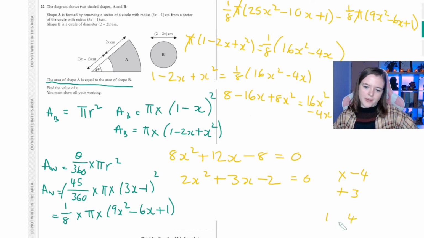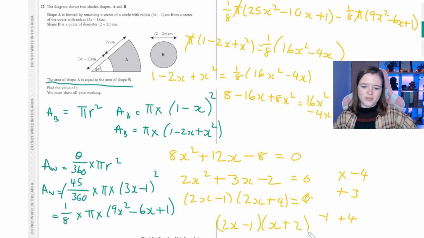And then I'm going to do plus 4 minus 1 to then get 2x minus 1, 2x plus 4. Simplify this bracket to then make 2x minus 1, x plus 2, and then expand it out. Well, not expand it out, but get your values. x equals, add 1, divide by 2, a half. x equals minus 2. But you can't have x equals minus 2, because then that will give this a negative length. That's illegal. So that must mean that x is a half.